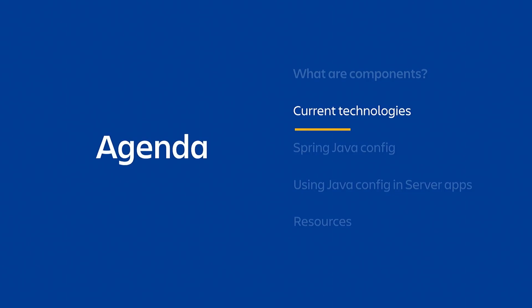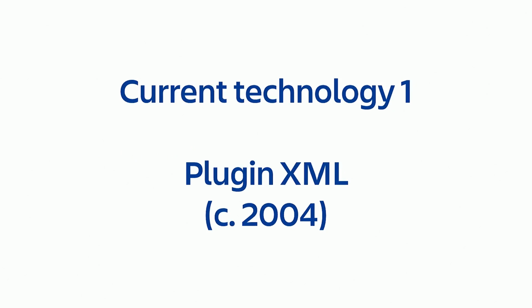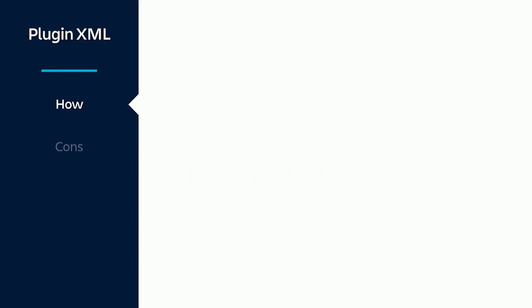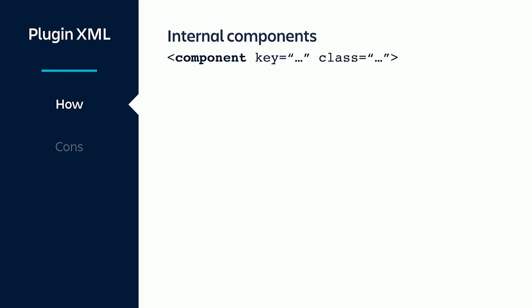OK, so that's a good recap to bring everyone to the same level. Let's talk about what the developer's options are at the moment for defining all of those components. What are the current technologies? The first one is to define them within your plugin.xml or your plugin descriptor. That's how the plugin system originally worked. We're talking about P2 plugins here. And what it involves is, for your internal components, you would just add a component tag to your XML. You'd give it some key, and you'd say what class you wanted the plugin system to instantiate for you.